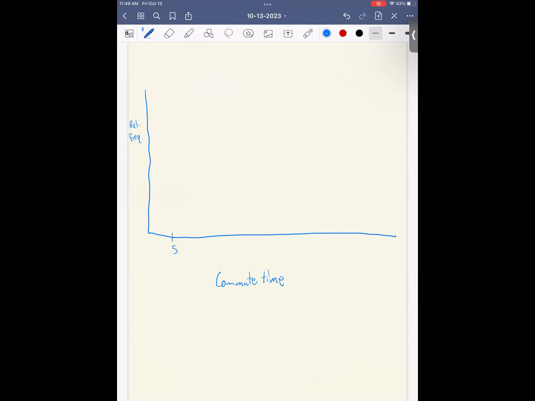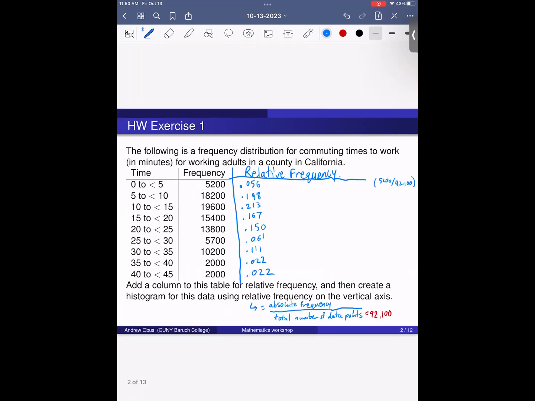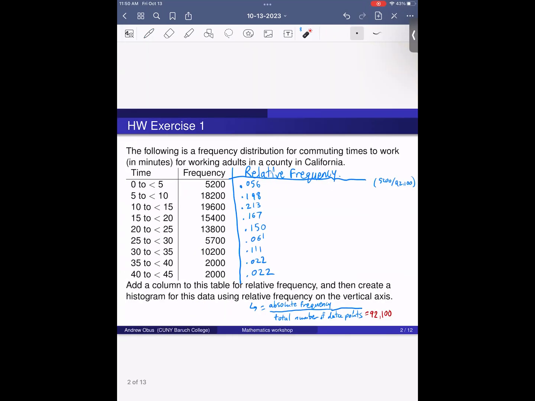So at my class divisions, I'm going to put little tick marks on the graph. So 5, 10, 15, 20, 25, 30, 35, 40, 45. I don't need 50, right? Yeah, 45 is as high as it goes. So this is as far as I need to go. And now I'm going to have relative frequency. Well, it looks like my relative frequencies range from about 0.022 up to 0.213.